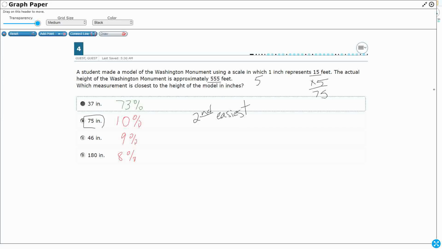46 is really, both C and D are really looking at this relationship between feet and inches, right? So we've got 12 inches in a foot, and that's something that we know. And so maybe they divided 555 by 12. That's going to get you approximately 46, not exactly. So that's possibly where C came from. And then this 180 is still looking at feet and inches, knowing that there's 12 inches in a foot. Well, what happens if I multiply 15 times 12? I'm going to get 180.